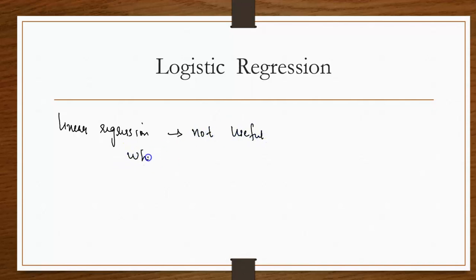In which case is it not useful? When the output is 1 or 0. That is the classification case. That is, the line of best fit doesn't make sense here.